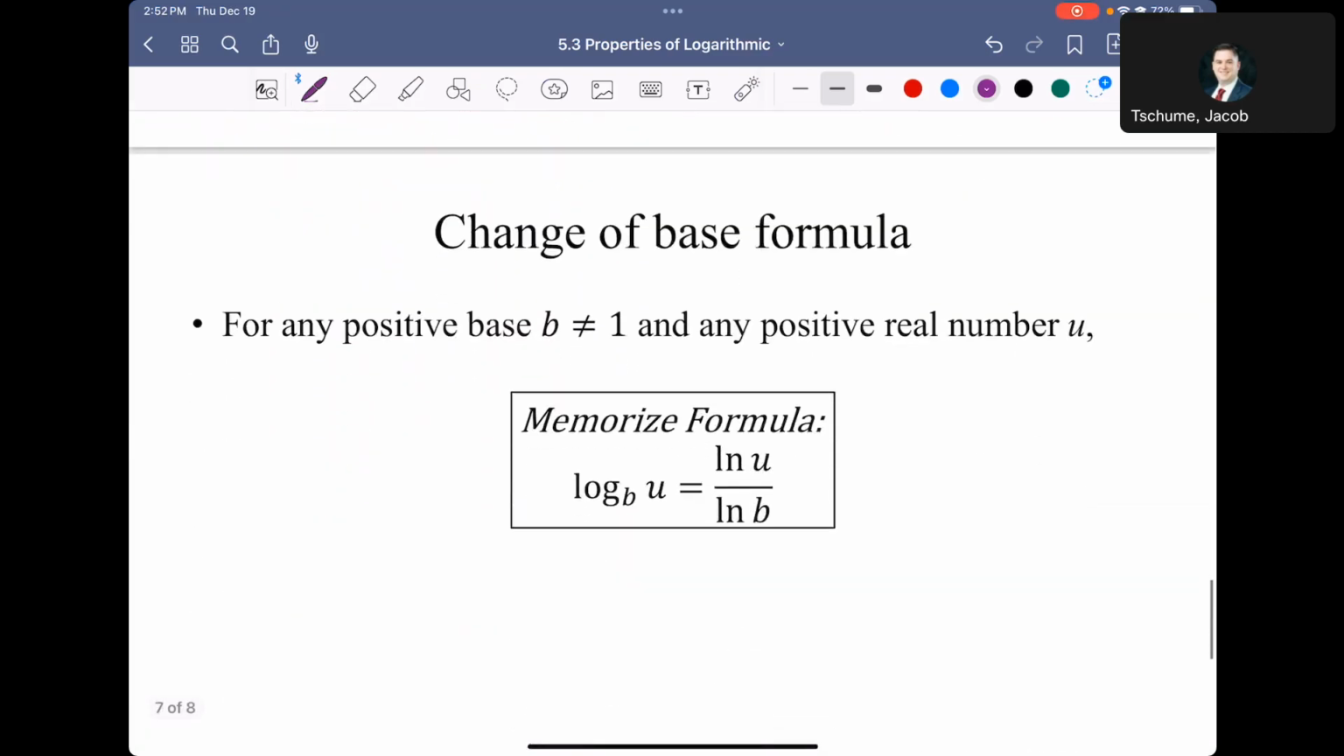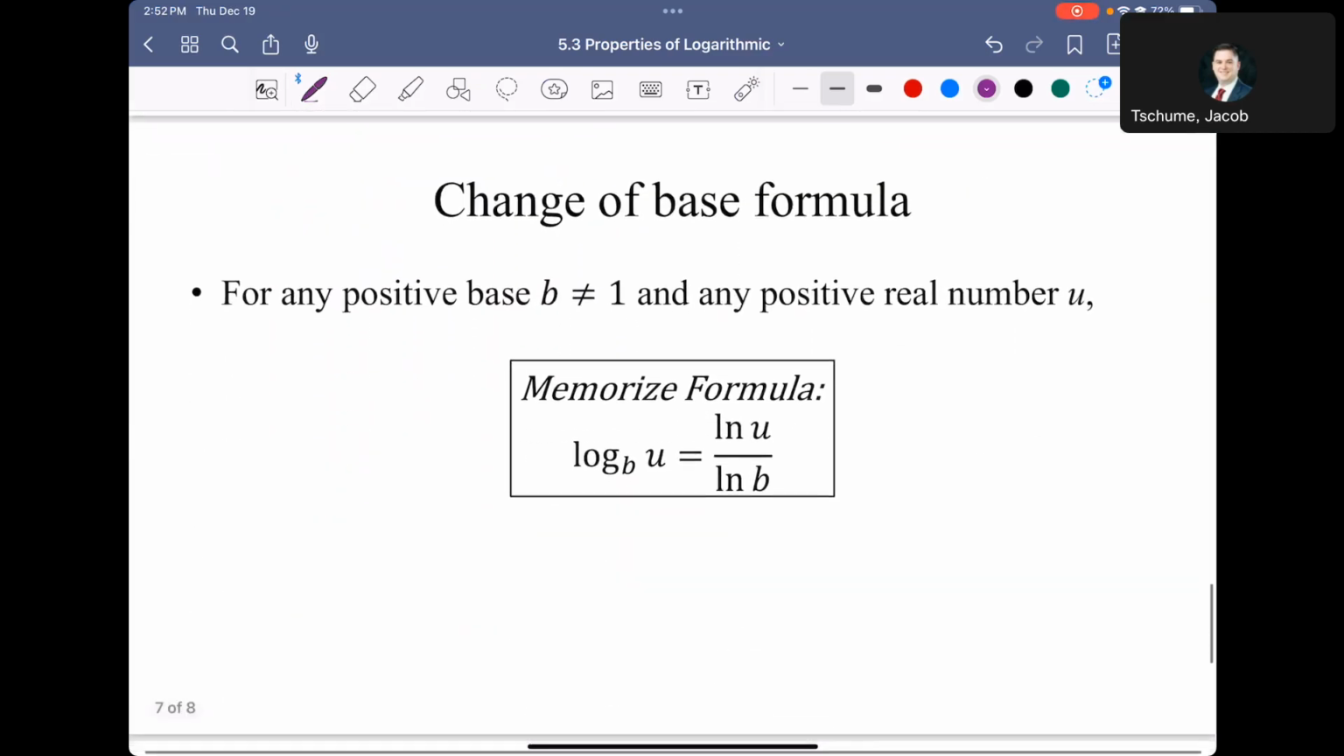The last little thing I want to show y'all before we wrap up this video for section 5.3 is one more property, and it's called the change of base formula. So when you are working with a logarithm that doesn't simplify very nicely, we'll see some of these in the next video, we have a way to approximate this or to write it in a different way.